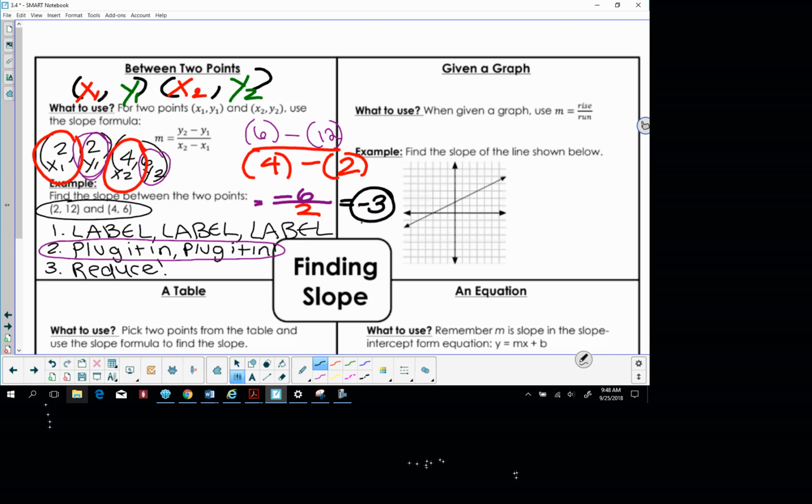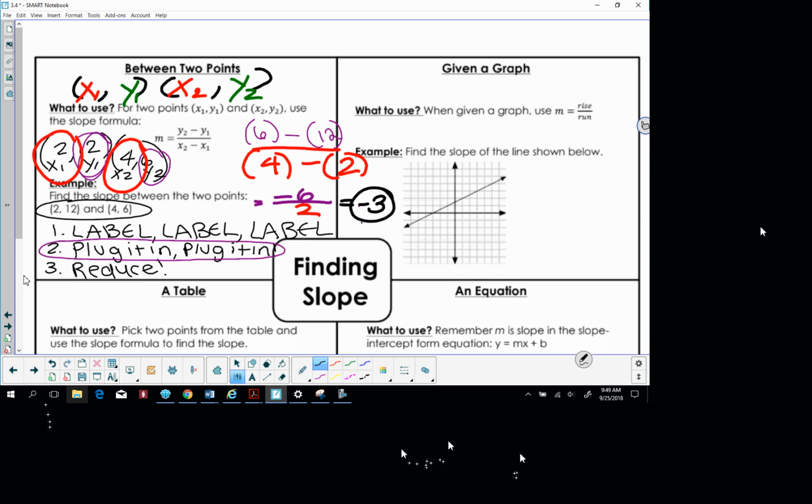So, almost done. We have one more left. The next one, we're going to go over the last one because we already know how to do this, right? We already know how to do it on a graph. We just did that. Let's do the table.